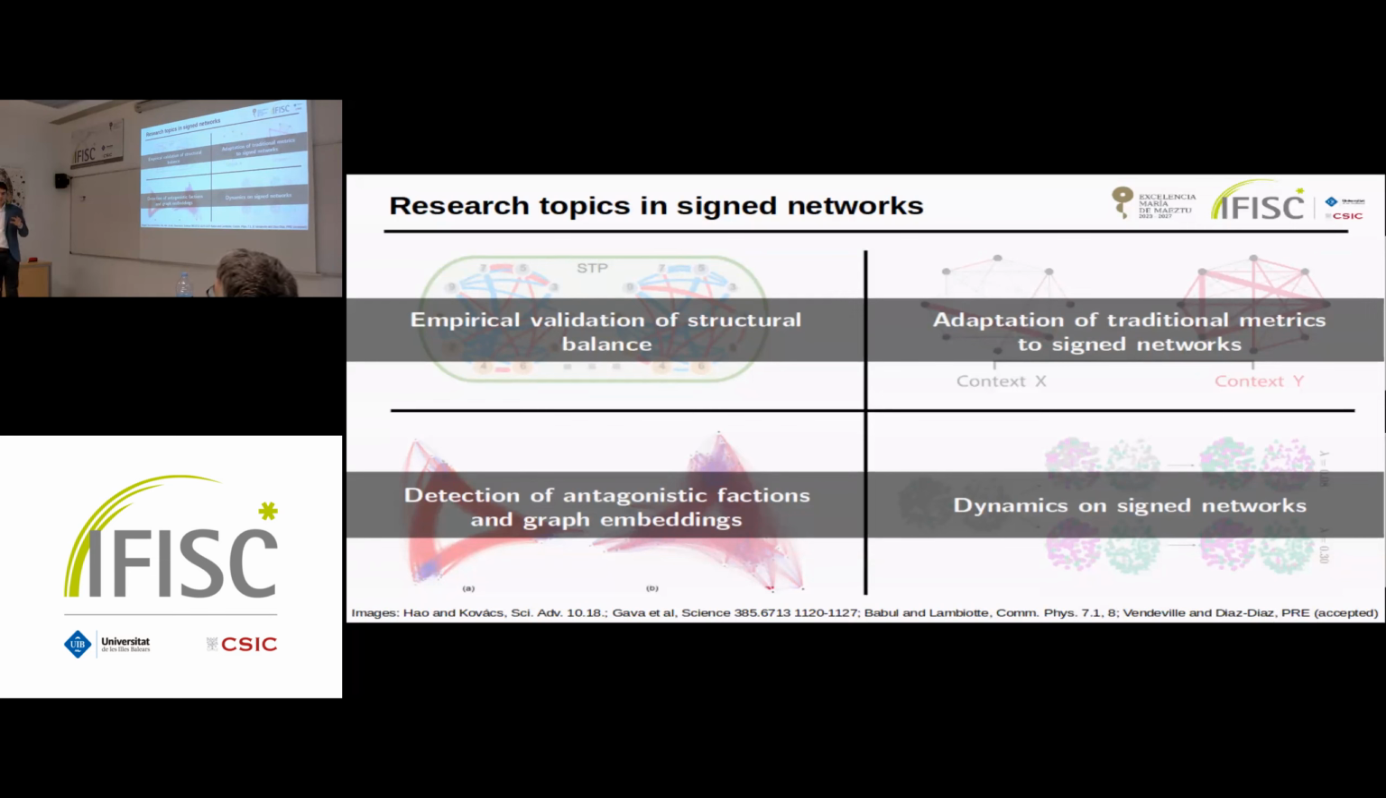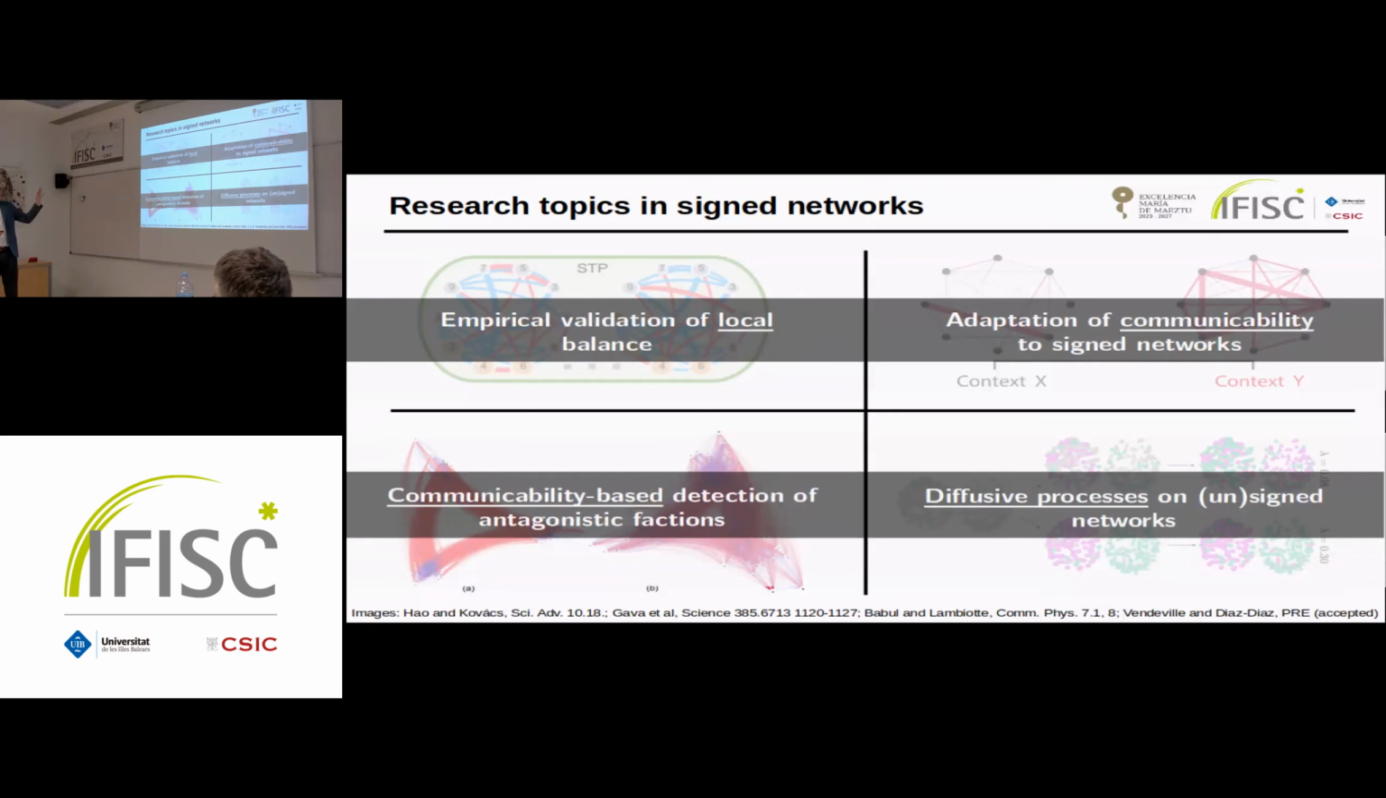Then we have the problem of network embedding, which is very important for data science and consists of embedding the network in a high dimensional space, respecting the structure imposed by the negative edges, and it's very related to the problem of faction detection. And finally, we have the problem of studying how the negative edges influence dynamical processes taking place on the network. Here we will talk a bit about all of these four topics.